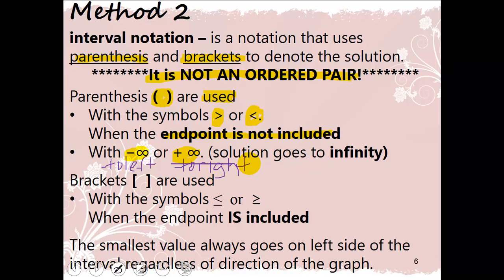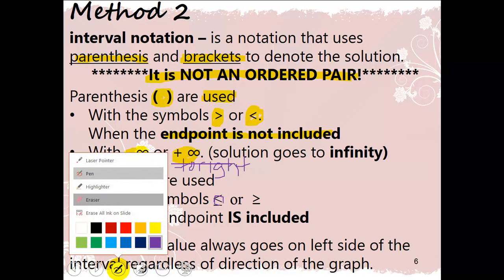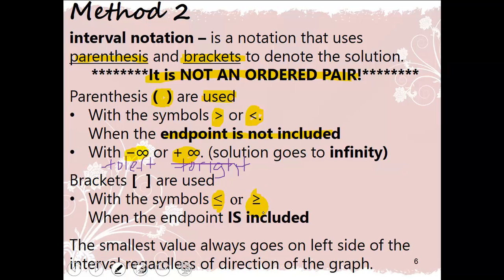Okay? Now, brackets are used when you have the less than or equal to symbol or the greater than or equal to symbol. And these are the times when your endpoint is actually included in the solution. When you use interval notation, it's always important that you realize that the smallest value goes on the left side of the interval, regardless of what the graph is looking like.